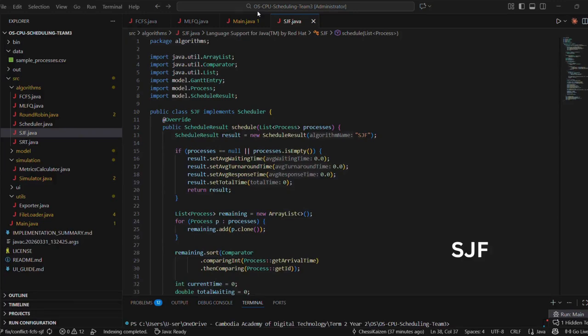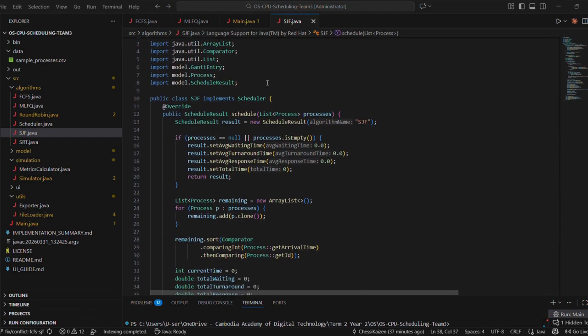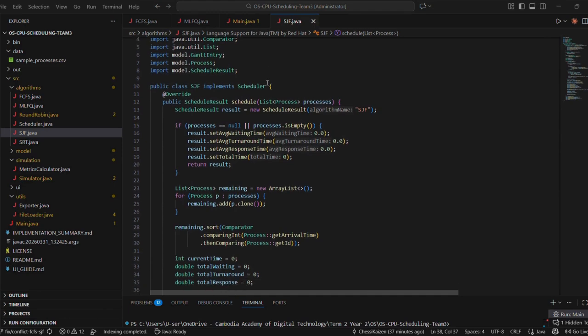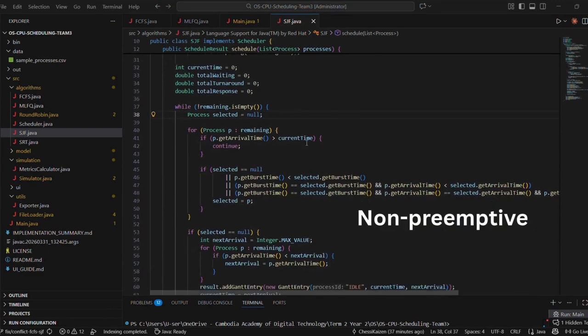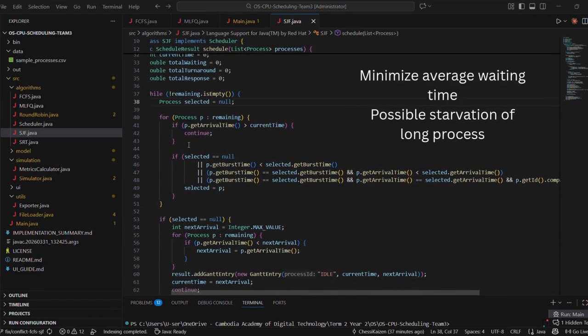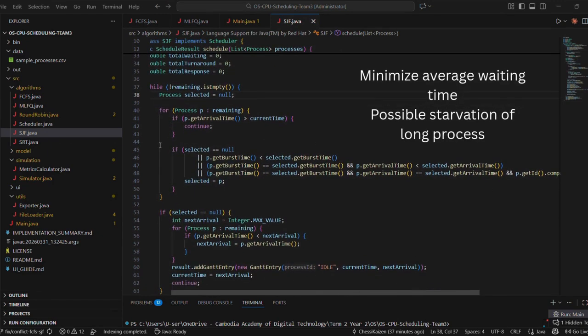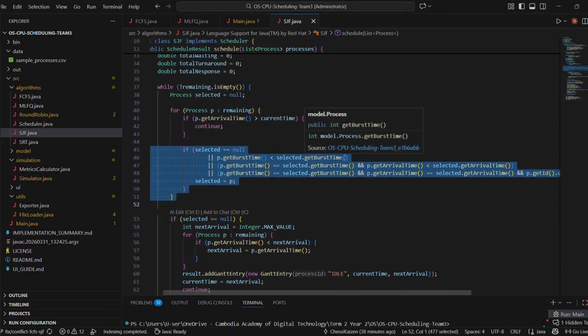Next I will be presenting the SJF, which is shortest job first. This shortest job first is also non-preemptive, so it will execute until the process ends, then it will move to another one. Here is the main algorithm of the shortest job first. I'm not going to explain the full process, but this is the main algorithm that we need to understand, also the core of it.